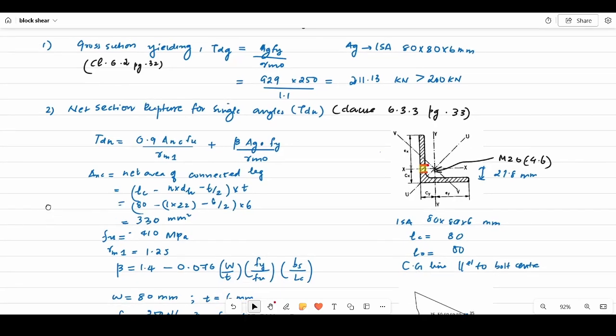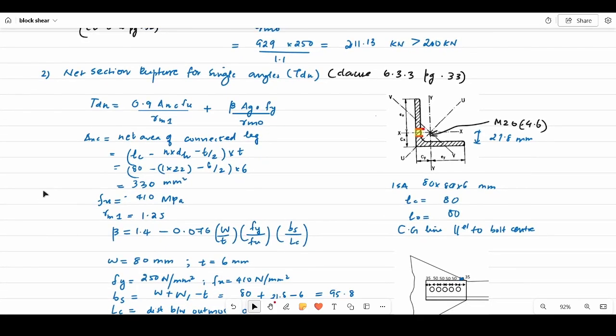Now what about our ultimate value Fu? This will be the strength of the plate, which is 410 MPa or Newton per millimeter square. If somebody is writing MPa, it is the same as Newton per millimeter square. So I'll be changing this to Newton per millimeter square. Now what is gamma m1? It is the factor of safety for the bolt in bearing, which is 1.25.